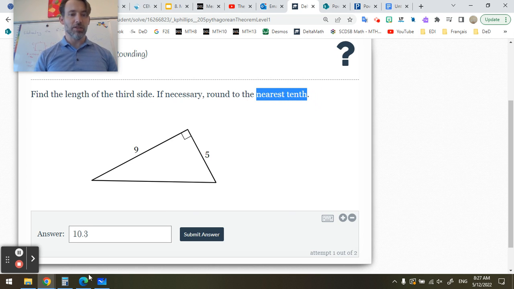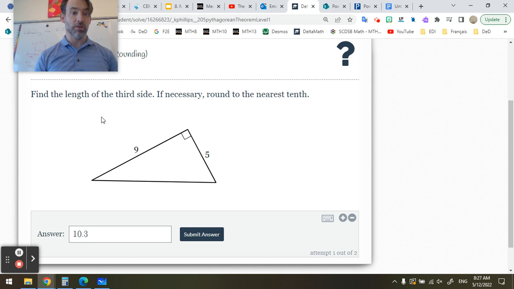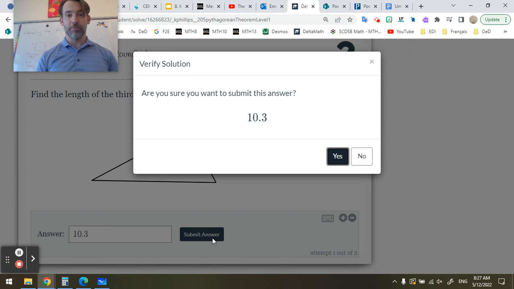So if I'm rounding to the nearest tenth, I have to round correctly, or Delta Math will say I'm wrong. This would be the tenths place, and the nearest tenth would be 10.3. It's closer than 10.2. So I submit that answer.